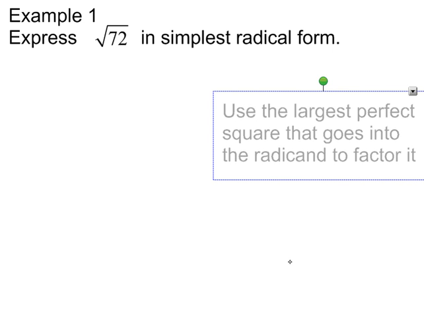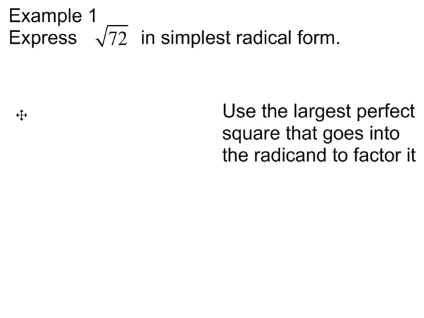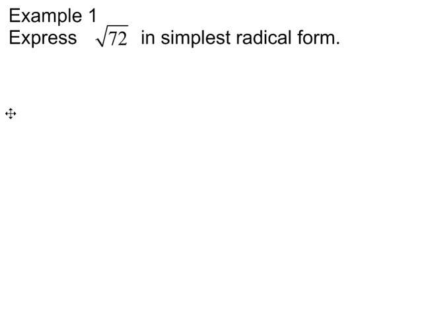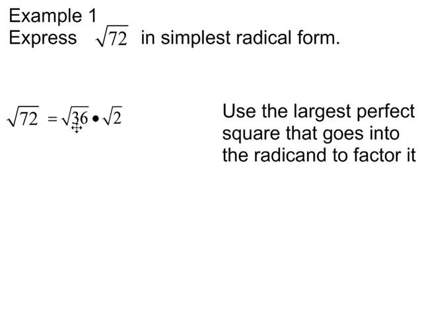We're going to use the largest perfect square that goes into the radicand. So go to your perfect squares and find the largest perfect square that goes into 72. We know 4 goes into it, but we want the largest. That would be 36. So we can rewrite radical 72 as radical 36 times radical 2. So we use the largest perfect square that goes into the radicand to factor the radicand.